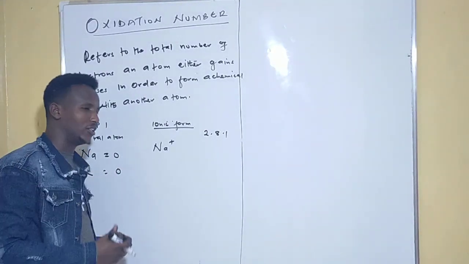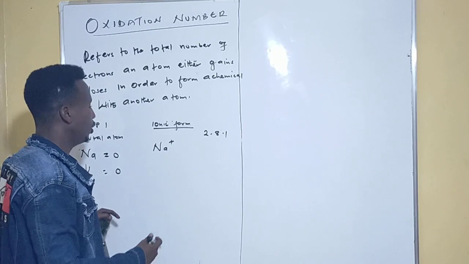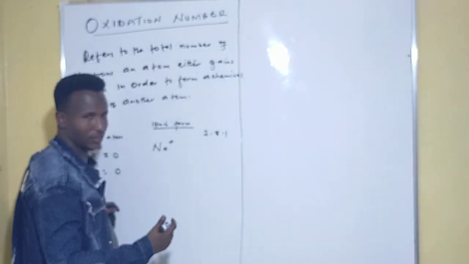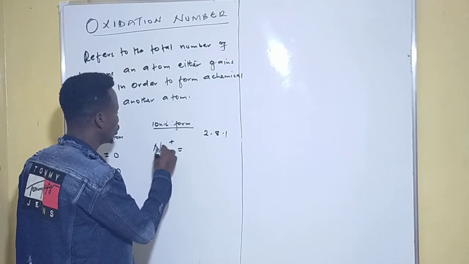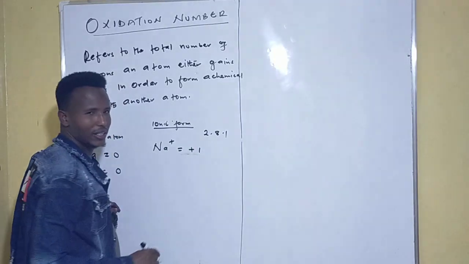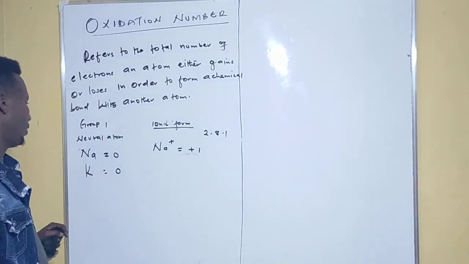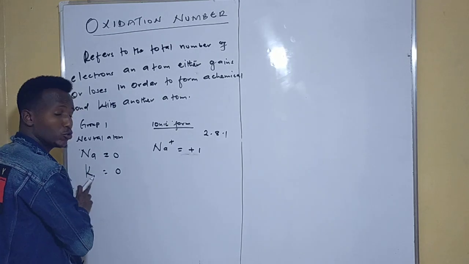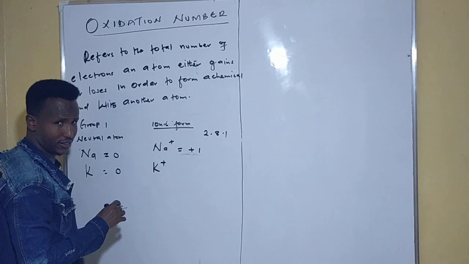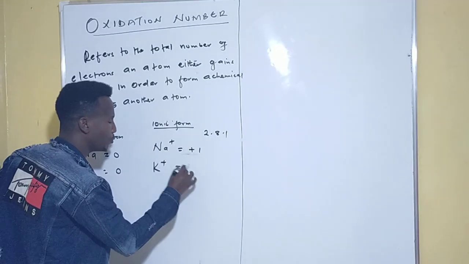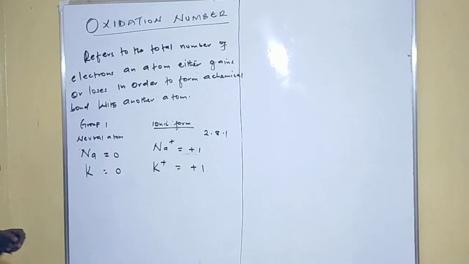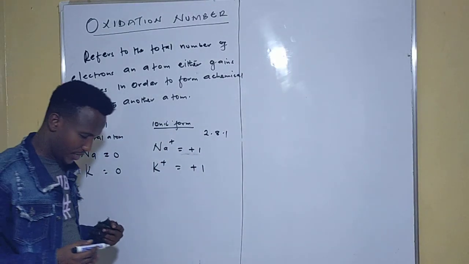If you want to write the oxidation number of the sodium ion, remember in chemistry we don't show one when it's plus or minus. So if I want to show the oxidation number, I say plus one, positive one, okay? Potassium will also behave like this. We know the potassium ion is written like this, so the oxidation number of the potassium ion will be plus one. Just understand that.